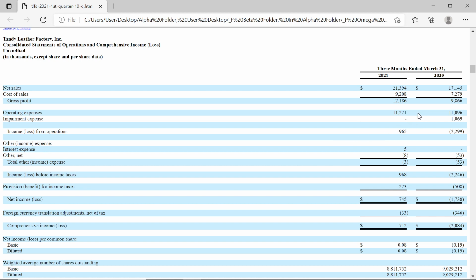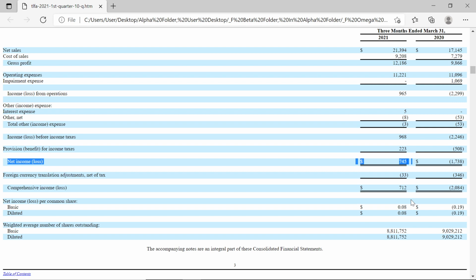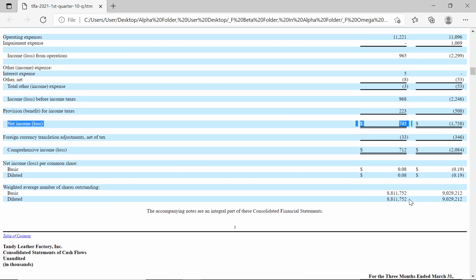Now, let's see what they actually did though. They got operating expenses that were pretty high then, 11,221,000. So their income for the first quarter was 965,000. So that's a profit of 965,000, everything said and done. And then taxes. So it's a profit of 745,000. That's that net income line. That's the after-tax number. 745,000 in business earnings in the first quarter.